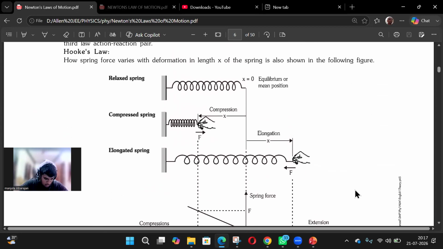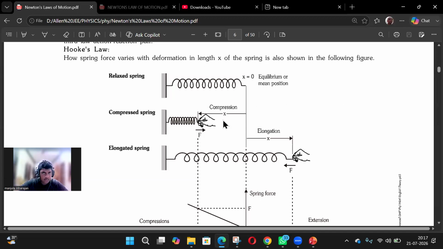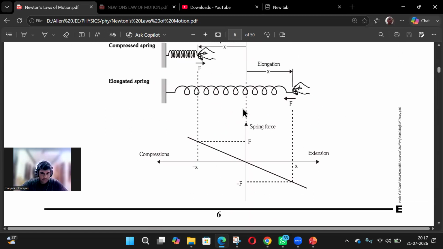And Hooke's law states, suppose I apply a force F and the compression is x. If I double the force, then the compression will double. If I increase the force 1.5 times, the compression will increase 1.5 times. If I reduce the force to 0.5, then the compression will reduce by 0.5. So there's a linear relationship between the amount of force applied and the compression. Same for elongation. If I double the force, the amount of extension will double. So it's a linear relation.